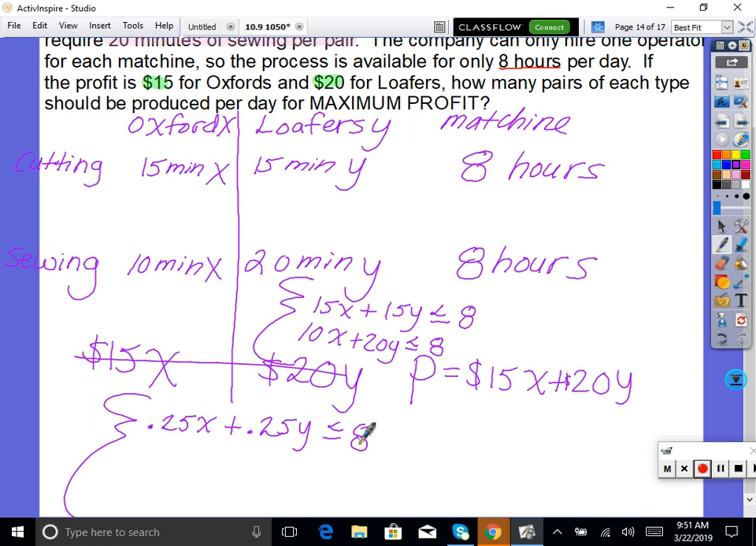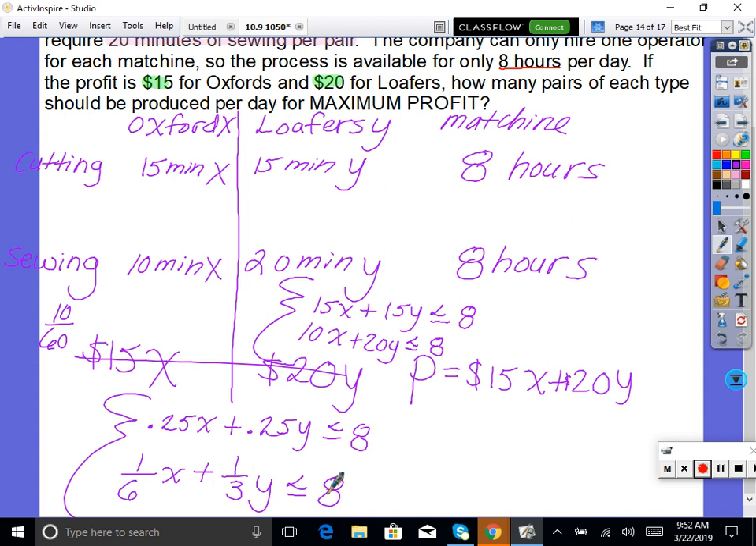Now let's do this one. Now guys, that would be 10 out of 60 minutes. That's 1/6. What decimal would that be? 0.16. Is it repeating? Yeah. So we better just use 1/6 so that we're exact. So 1/6x plus 1/3y. And that needs to be less than or equal to 8. Now, why do we say 1/3? Because 20 over 6 is 1/3. All right, so this is 1/4, 1/4, but it doesn't really matter.